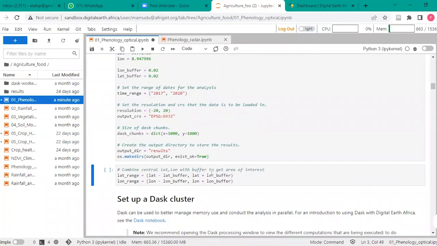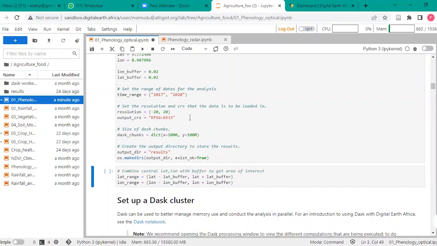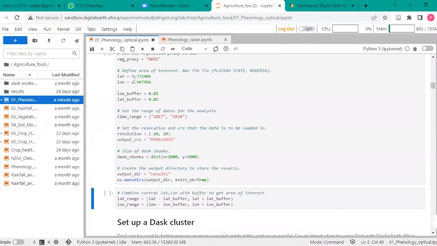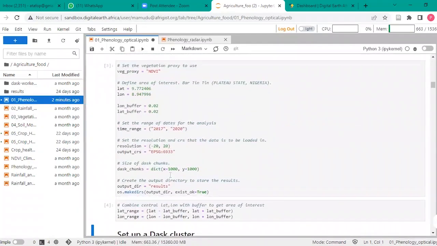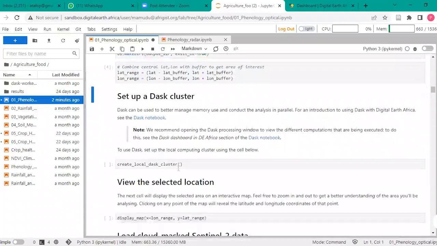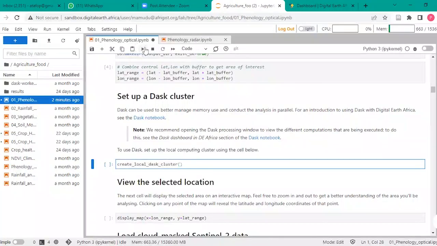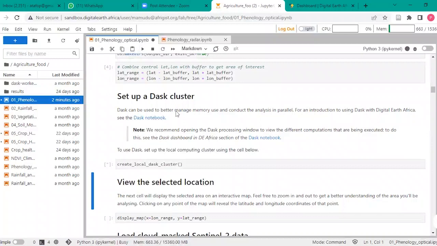The next thing we'll define is the extent of the area. In this, we have only just determined the latitude, longitude, and the extent of the buffer. Now, we'll use that buffer to calculate the extent of the area using these codes here. And we'll run that. Now, having set up our data sets as well as the extent of the area we want to work with, the next step is to set up our memory by creating the local Dask cluster. So we'll go ahead and also run this script.